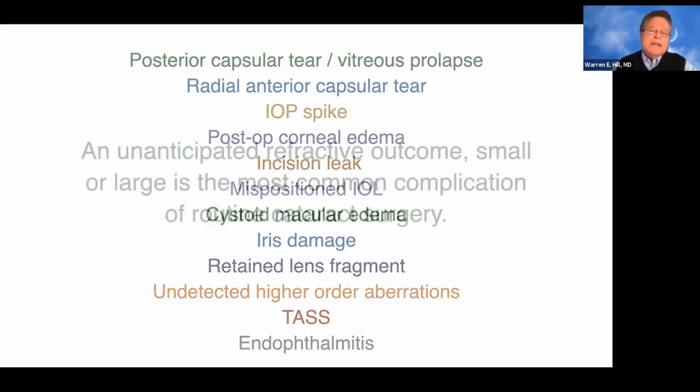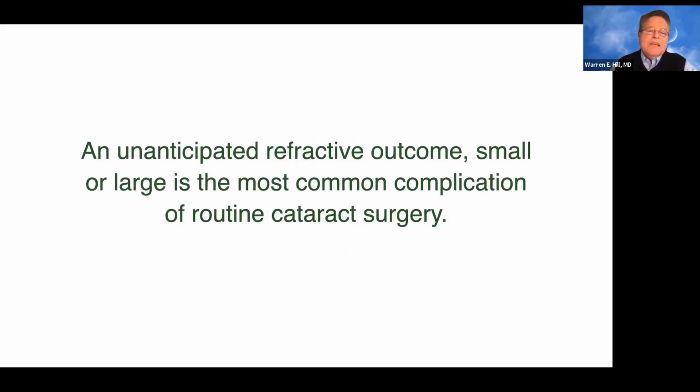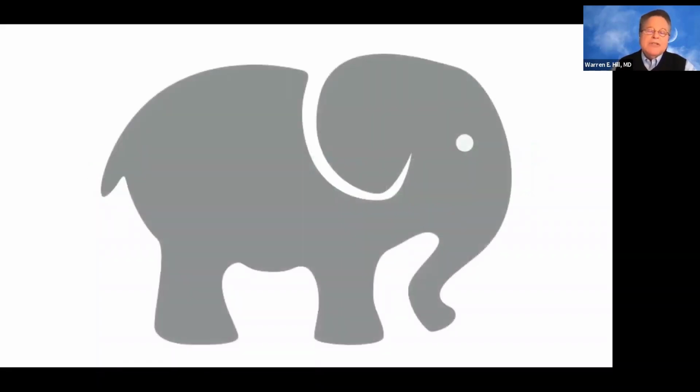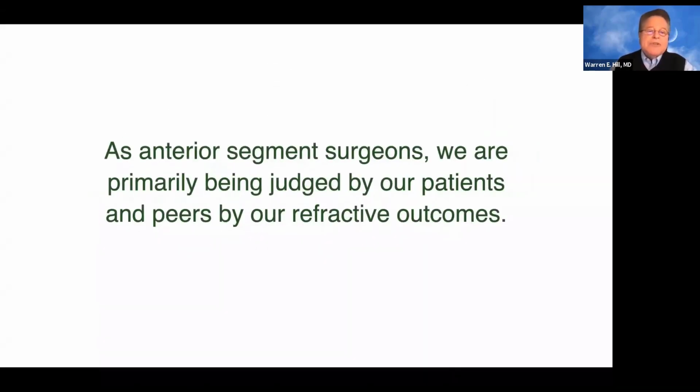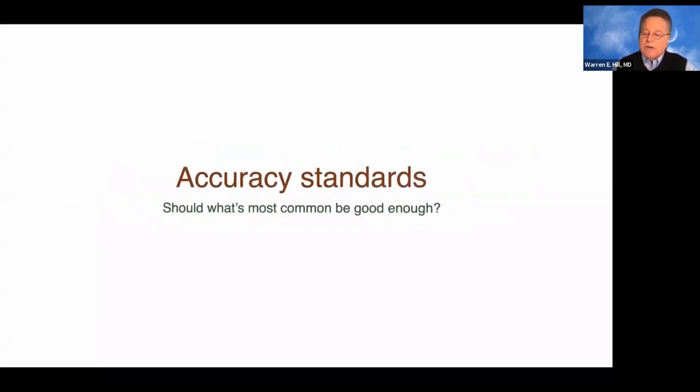But when you think about it, an unanticipated refractive outcome, small or large, is really the most common complication following routine cataract surgery. Now, fortunately, most of the time this doesn't result in a lens exchange. But if you think about it, it's the one place where we probably have the least confidence with current technology. Said another way, it's pretty much the elephant in the room. And that elephant in the room, every time we go into the operating room, is IOL power selection. As anterior segment surgeons, we're primarily being judged by our patients and our peers by our refractive outcomes.